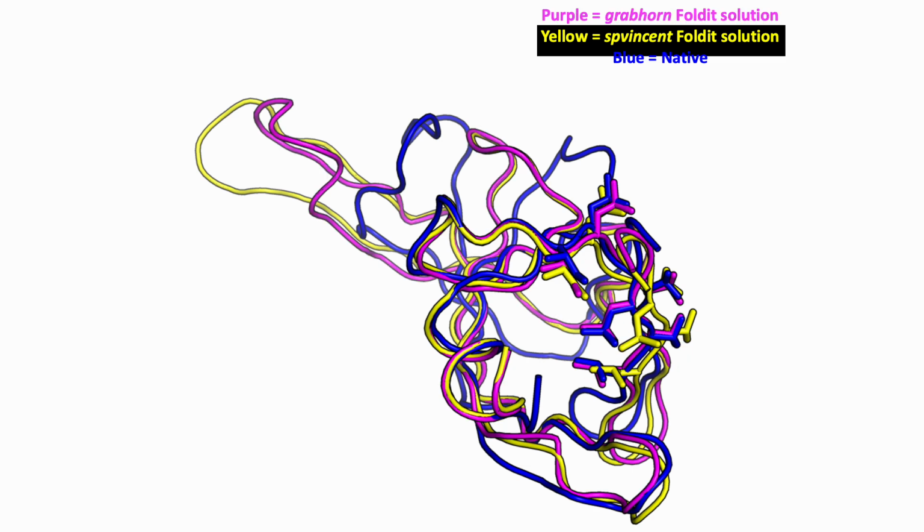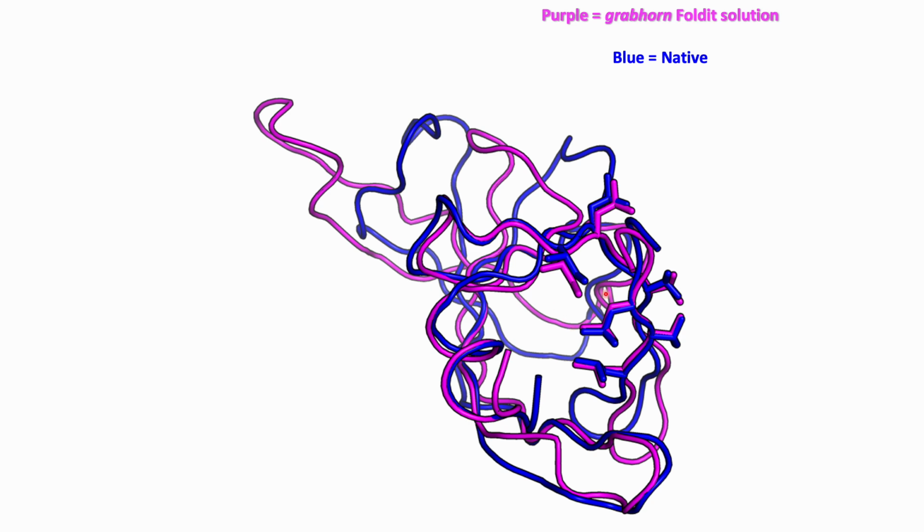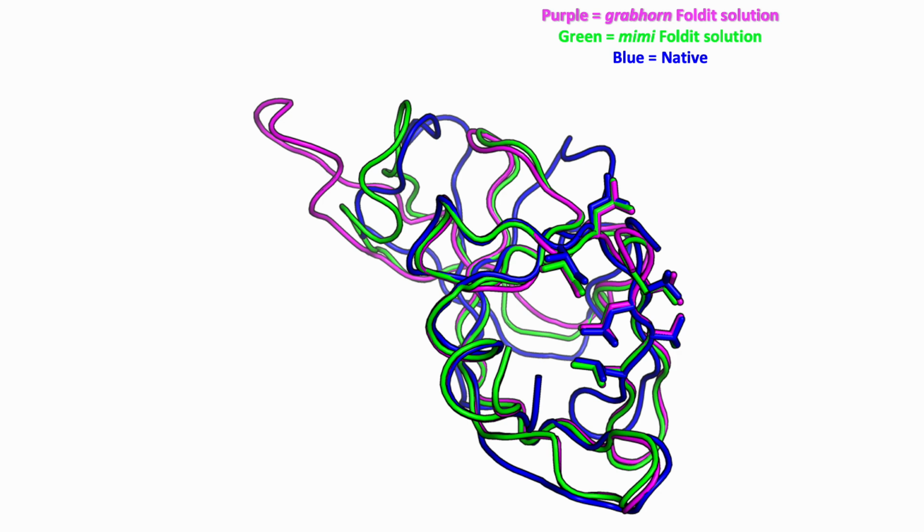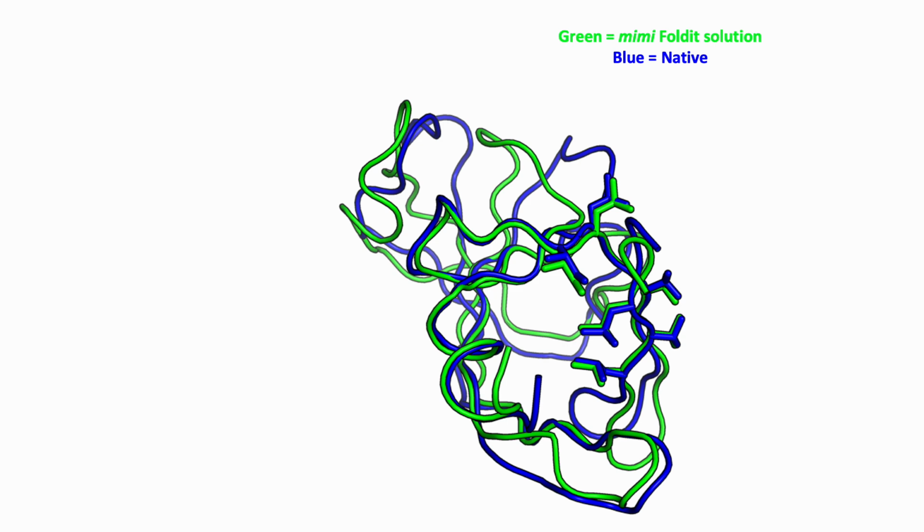So SP Vincent, though, had a teammate named Grabhorn who was able to improve it. Now, SP Vincent lives in Canada, Grabhorn lives in the US, but they were able to share these solutions across Foldit. And now if we look at the core of the protein, those side chains are really, really spot on, the one that Grabhorn worked on. But this loop here on the top left is still wrong. Luckily, Mimi, she lives all the way in England, was able to tuck that loop in. And using Mimi's Foldit solution here in green, crystallographers were actually able to solve this structure.